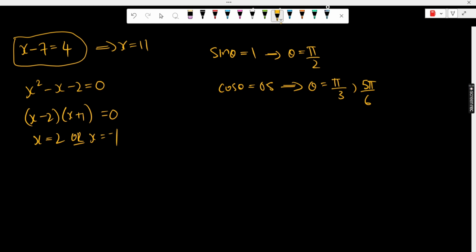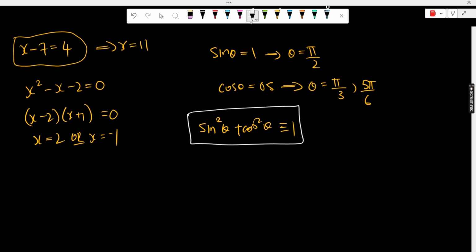Now, what exactly is an identity? An identity is a statement that is true regardless of the value of x or the variable that we put into it. For instance, if we write down sine squared theta plus cos squared theta equivalent to 1, notice that we're not just using an equal sign, but a sign with three strokes. That means is equivalent to, and that is the sign we use when dealing with identities. So once again, an identity is a statement that is always true for all values of the variable involved.